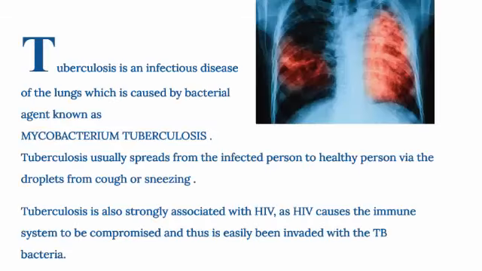Tuberculosis is an infectious disease of the lungs which is caused by a bacterial agent known as Mycobacterium tuberculosis. Tuberculosis usually spreads from the infected person to a healthy person via droplets from coughing or sneezing. Tuberculosis is also strongly associated with HIV, as HIV causes the immune system to be compromised and thus it is easily invaded by the TB bacteria.